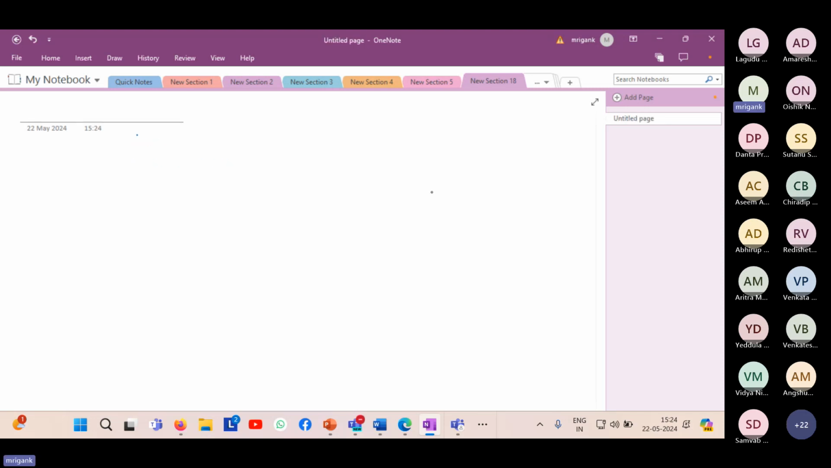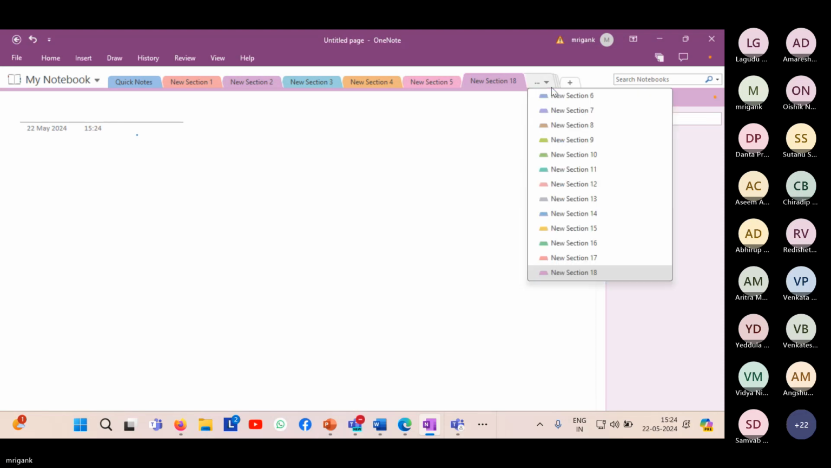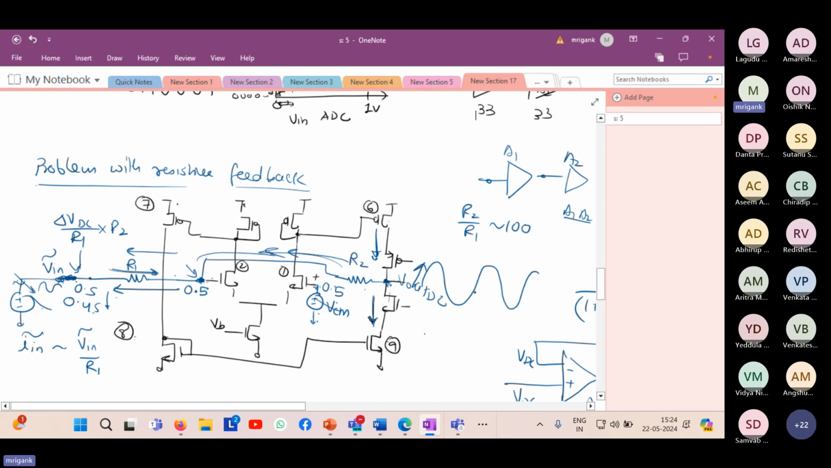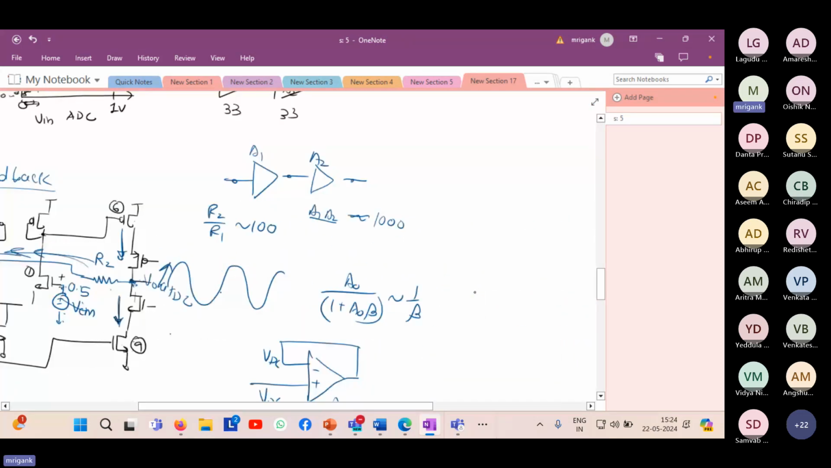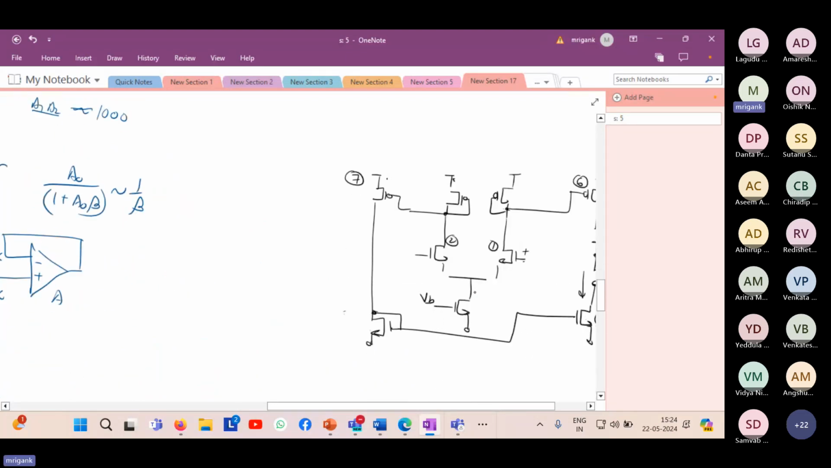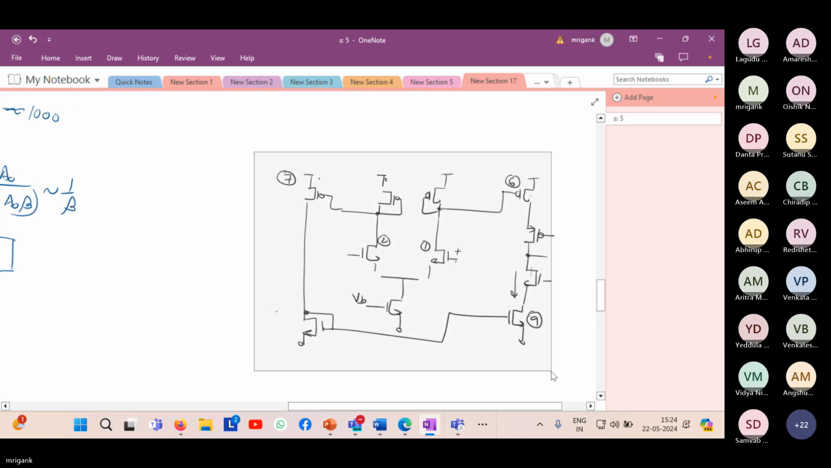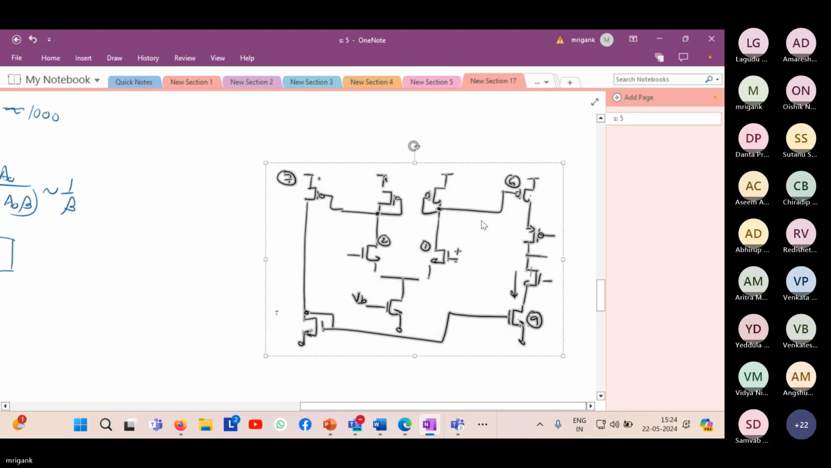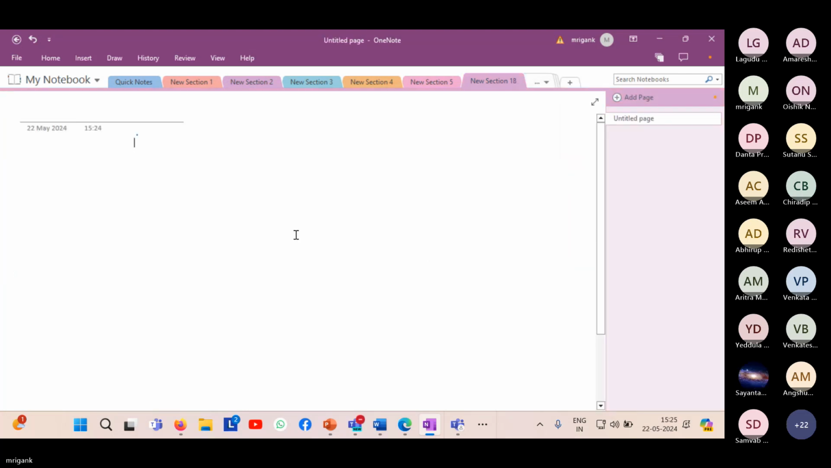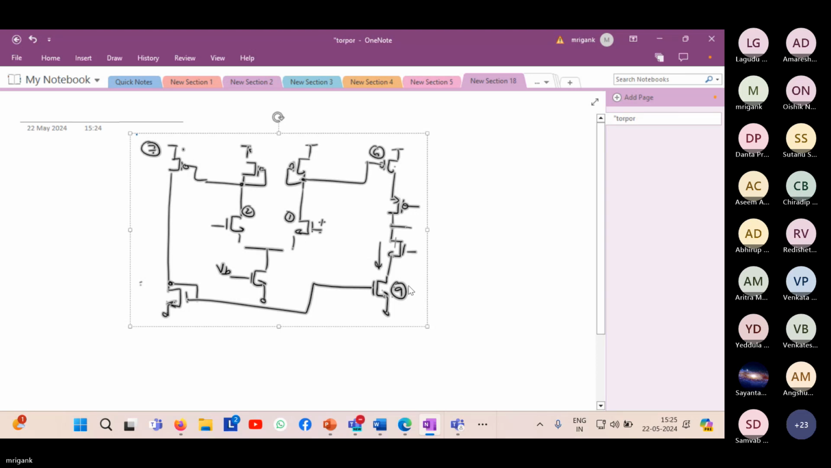So I think I'll have to go to the previous section and bring that circuit, which I had kept. So we'll discuss a bit about buffering. I'm not drawing the biasing circuit for this stage, already discussed. We'll directly go to the buffering.